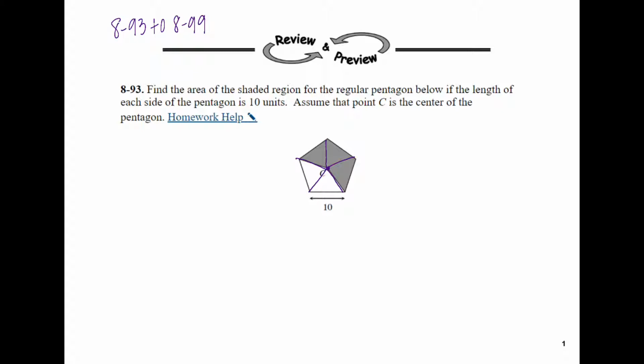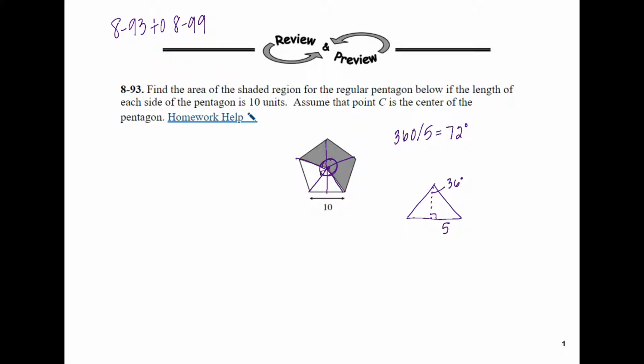I can find the area of my triangle by first finding my central angle, so 360 divided by 5, which gives me 72 degrees. And then when I look at my triangle, I need to create a right triangle, which would give me this angle at the top to be 36 degrees. I know that half of my base of 10 would be 5.